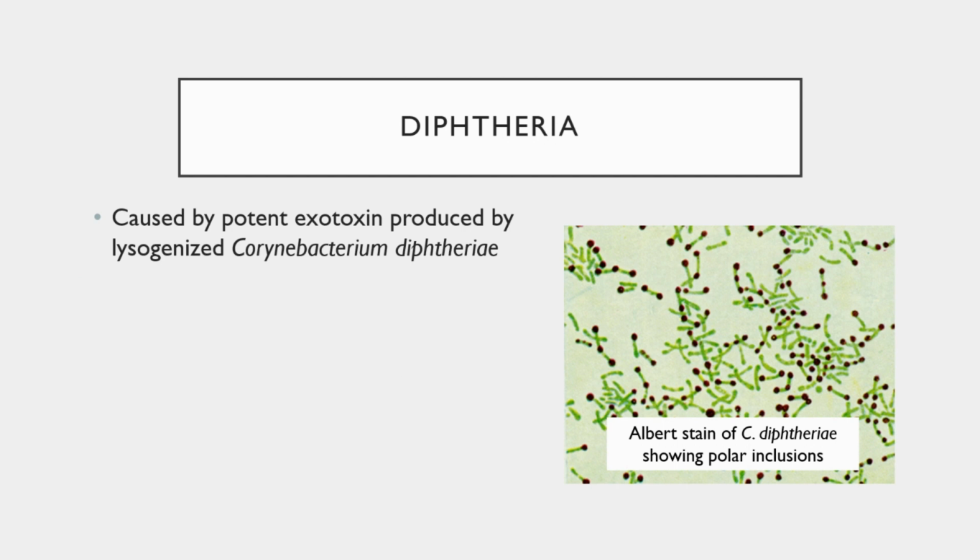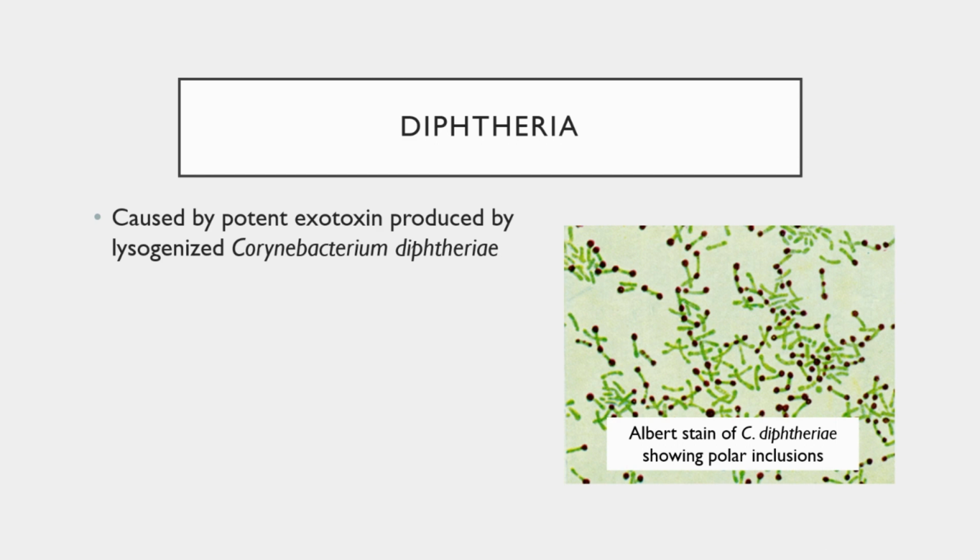Next, we have diphtheria. This disease is caused by an exotoxin produced by the species Corynebacterium diphtheriae. Here we can see the bacterium in this microscopy image differentiated with an Albert stain, which is a staining procedure that allows you to identify bacteria that contain these special types of inclusion bodies that store phosphate, of which Corynebacterium diphtheriae is the primary one of clinical significance. So we can see at the polar ends of these rod-shaped bacteria, we have these special phosphate storing inclusions.